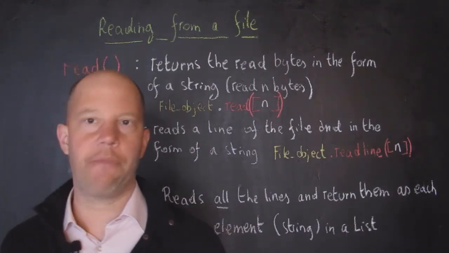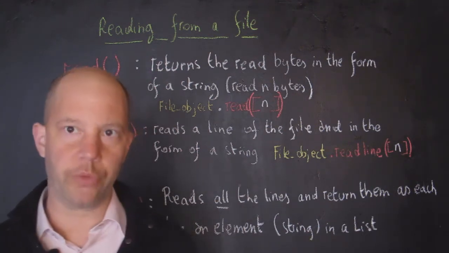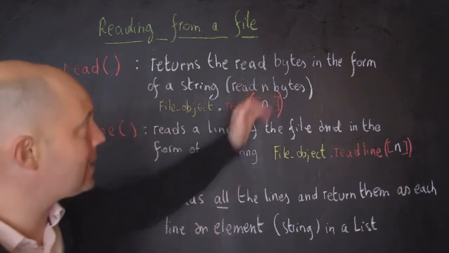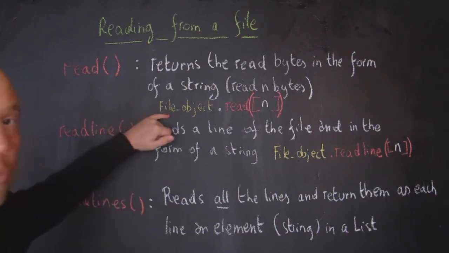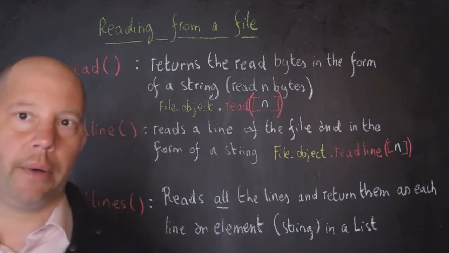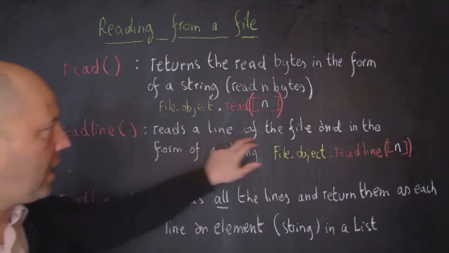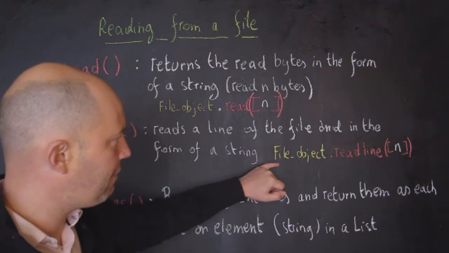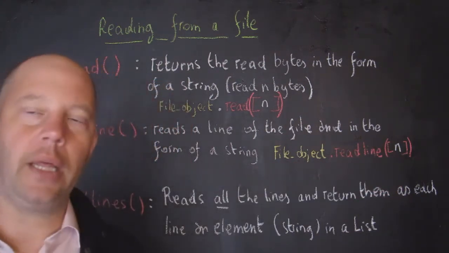How do we read from a text file? We have different functions that we can use based on what we actually want to do. The very first one, used quite a bit, is called read, and that returns the read bytes in the form of a string. It will read n bytes, and this would be the syntax: the file object dot read, and if you don't specify a number of bytes, it will read the entire text file. We have then readline, which reads a line of the file and returns it in the form of a string. The syntax is the file object dot readline, and you can specify the n bytes here as well.